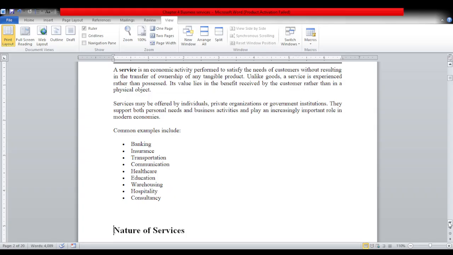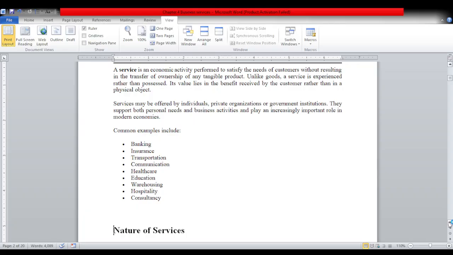Service is very important. It is basically an economic activity because it is based on the production and consumption of services. Whenever you have a requirement for a particular service, it is produced and offered to you, and it has the power to satisfy the need of the consumer. But a service is backed by a tangible product.